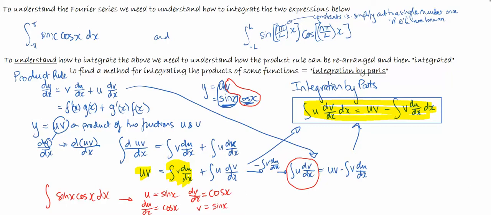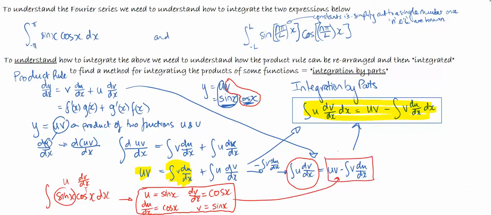And so now, because I've treated sine x as u and cos x as dv by dx, and then found their derivatives or integrated them to get these four terms, I now know all the terms I need to substitute into the second part of the formula and hence solve the integral. And the next video will show how to solve this integral. And that's integration by parts.